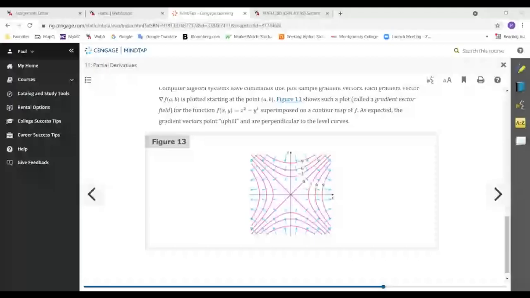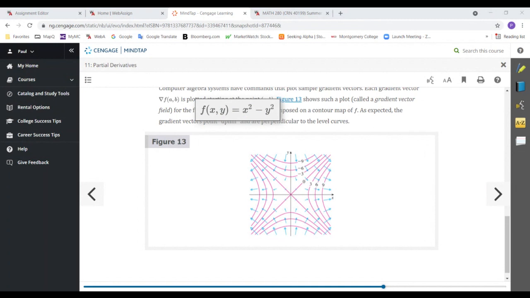So this is actually a figure in the textbook, figure 13. And you'll have a MATLAB assignment that relates to this. It's not one of the first 3 MATLAB assignments. It'll be one of the later ones. But what they've done here is you have a function. Our function equals x squared minus y squared.